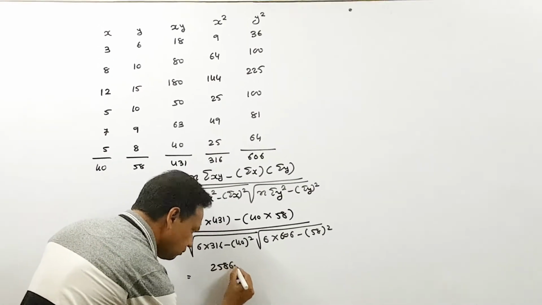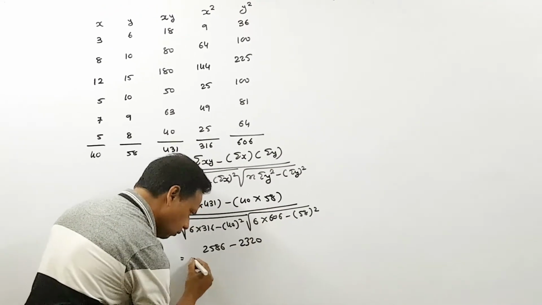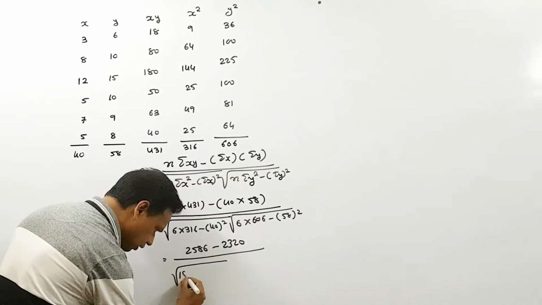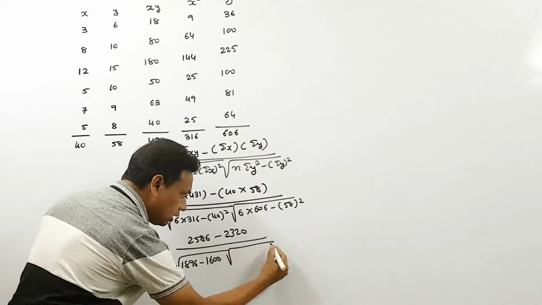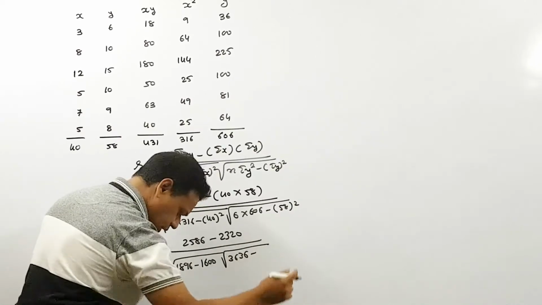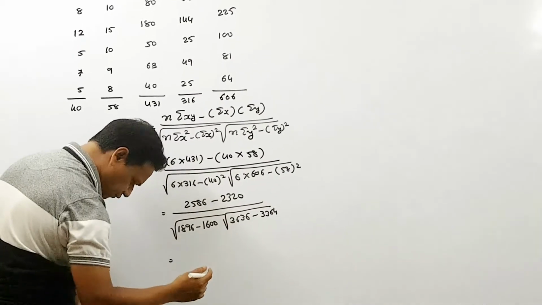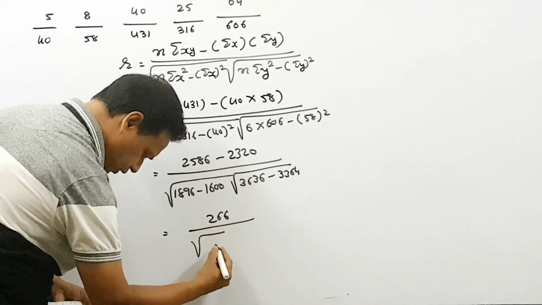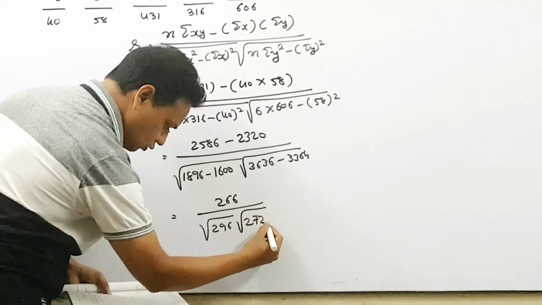2586 minus the product of these two things, it is 2320, divided by, in the first root, 6 into 316, it is 1896 minus the square of 40, which is 1600, into the other root, 6 into 606, it is 3636 minus the square of 58, which is 3364. Subtracting the difference between them, it is 266 divided by the first root difference, which is 296, and the other root difference, which is 272.